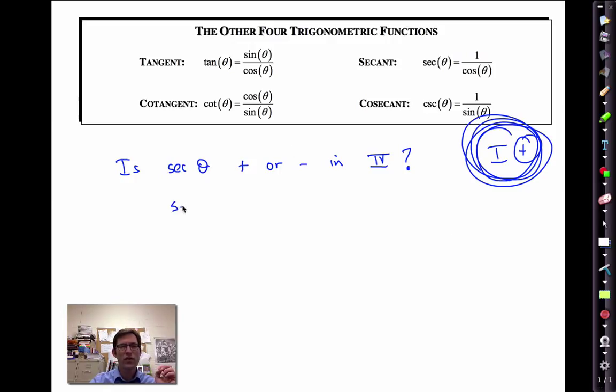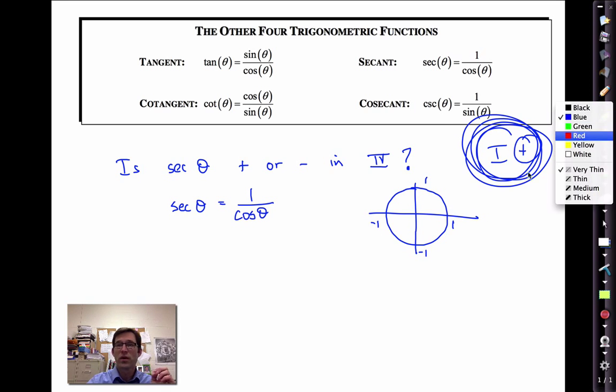Secant theta in quadrant 4. Well, secant theta is 1 divided by cosine theta. Again, let's take a look at that. Let's say that we're on the unit circle. All right, we don't have to be on the unit circle. We could be on any circle, and it's still going to work.